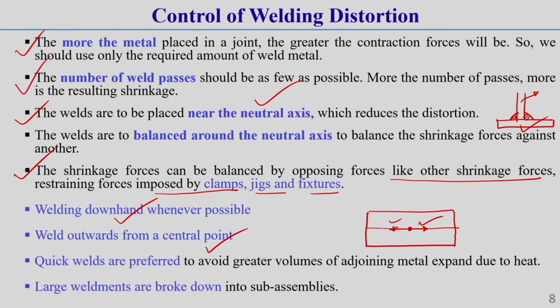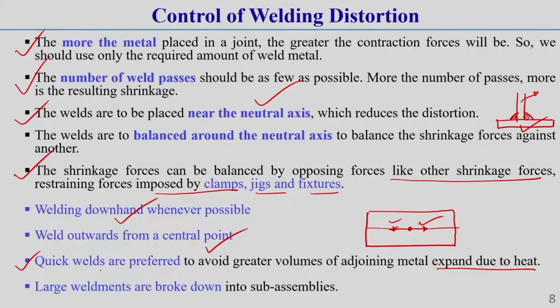Now, another thing, I have also already told you, quick welding is preferred to avoid a greater volume of adjoining metal expanding due to heat. What I have told you is, the quicker the welding procedure, the lesser will be the heating of the surrounding material, correct? Because in a particular place, if a heat source is kept for a long time, then due to conduction, the surrounding material will be more heated. If it is moved very fast, then the heat will be there for less time, so a smaller amount of material will be heated due to conduction and other things. Okay. So, less material will expand and contract, so there will be less distortion.